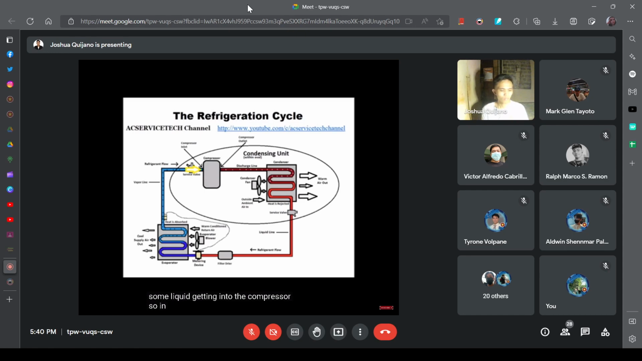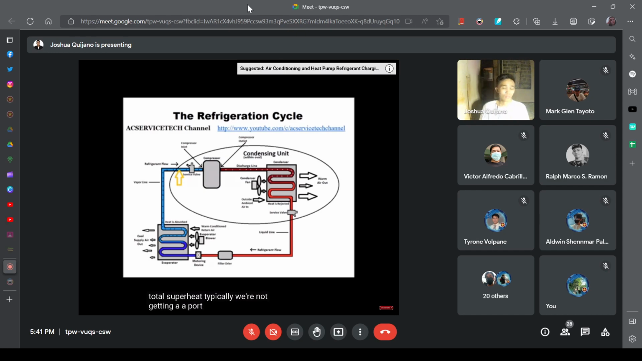So in the case of a thermostatic expansion valve, the valve is going to be controlling the superheat. But in the instance of a piston, an orifice, or a capillary tube, you need to check the refrigerant charge by superheat. That is done right at the valve, typically by the compressor, and we're checking the total superheat. Typically, we're not getting a port right after the evaporator coil to check just superheat. We're checking the total superheat at the compressor.